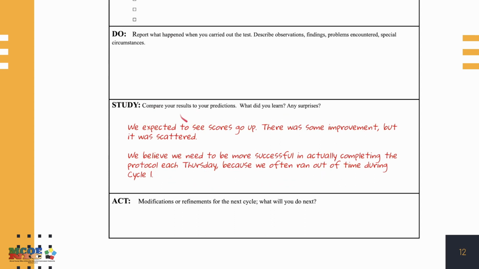Well, we expected to see scores go up, but there was some improvement, but it was scattered, whatever your results are, where you're comparing the data that you collected in the do with your predictions from the plan. And we believe we need to be more successful in actually completing the protocol each Thursday, because we often ran out of time during the cycle. All right. So that's the idea, is you just record some sort of comparison between the data you collected and the predictions you made. What did you learn? What kind of surprises did you experience?